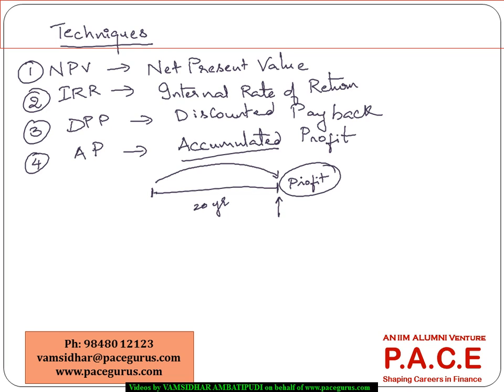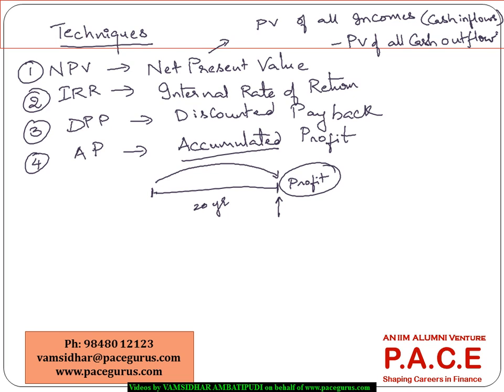But the same logic, when applied to the present value instead of the accumulated value: I find out the present value of all incomes coming at different points, all cash inflows, and I subtract the present value of all cash outflows or expenses, which gives me the net present value of the project. As an investment decision, if it is more positive, it is good to invest. If it is negative, then it's not a good project to invest in. It's not a feasible project.